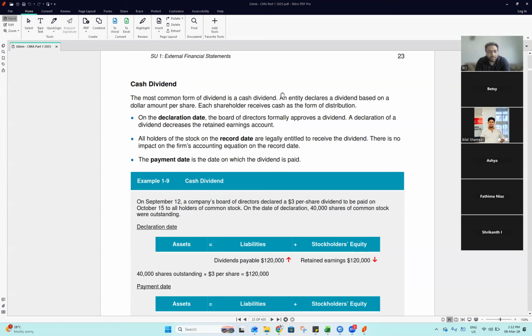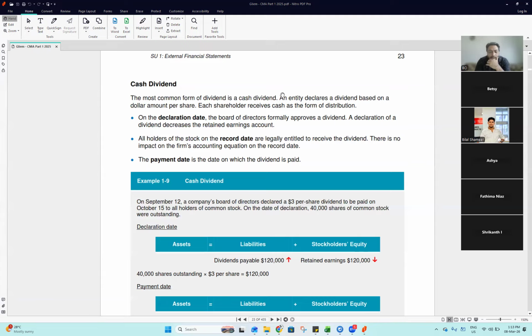Now, assume that your company is listed in the stock market. Every day, every second, transactions are happening, buying and selling in the stock market. If the company wants to pay a dividend, to whom will they pay it? After 1 second, there will be some other shareholders. So there is something called a record date, dividend declaration date, and payment date. This we will try to understand.